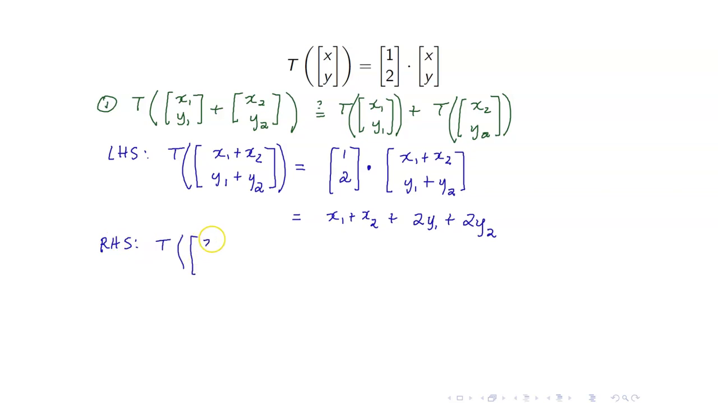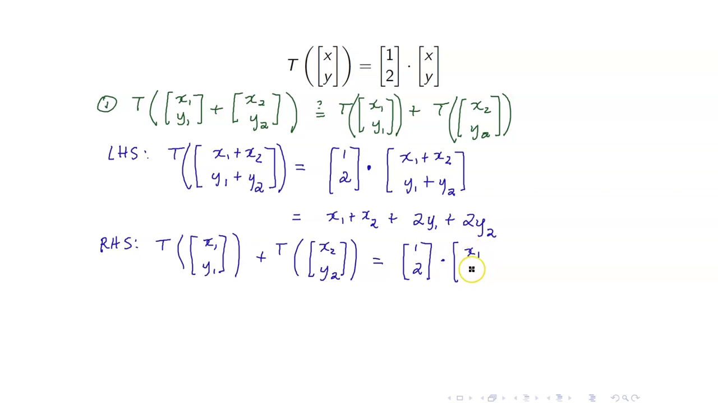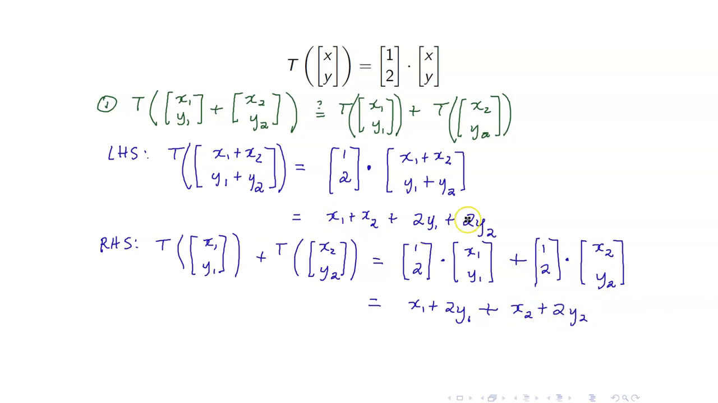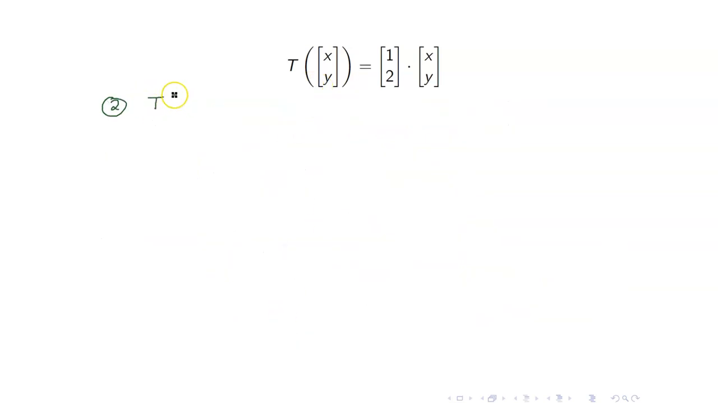For the right-hand side, the image of (x1, y1) under T is the dot product of (1, 2) and (x1, y1), plus the image of (x2, y2), which is again the dot product of (1, 2) and (x2, y2). This one is equal to x1 plus 2y1, and this dot product is x2 plus 2y2. If you now compare the left-hand side and the right-hand side, they are equal. So therefore, this is true. Next, let us verify the second property.